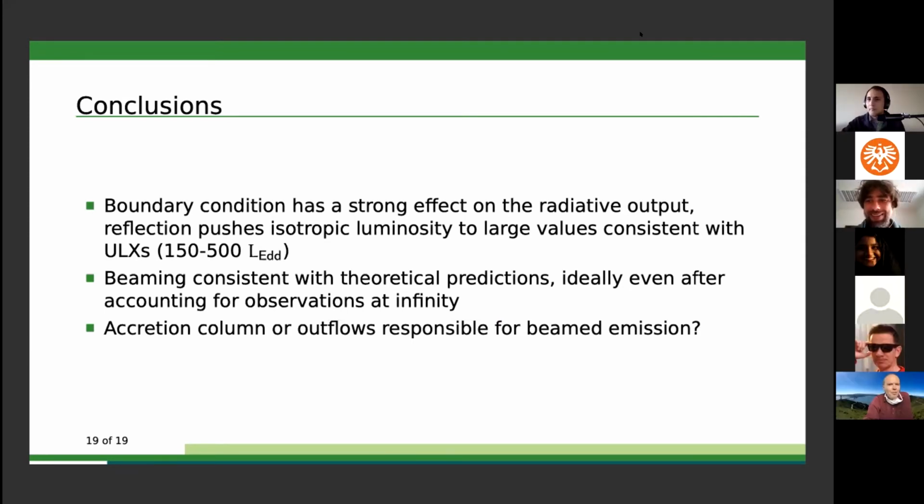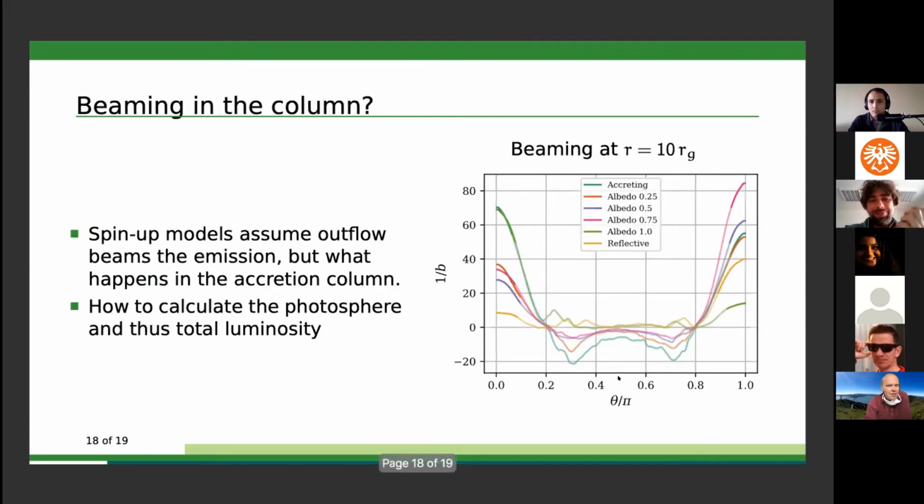May I have a question? Yes, sure. Just for my clarification, in your beaming plots, the previous two slides, I'm not sure if I understand what is theta equals 0 and pi. Yes, this is theta. Sorry, my units are funny. This is theta over pi, so this would be from 0 to pi. Yeah, but 0 is which direction? Up, I suppose.